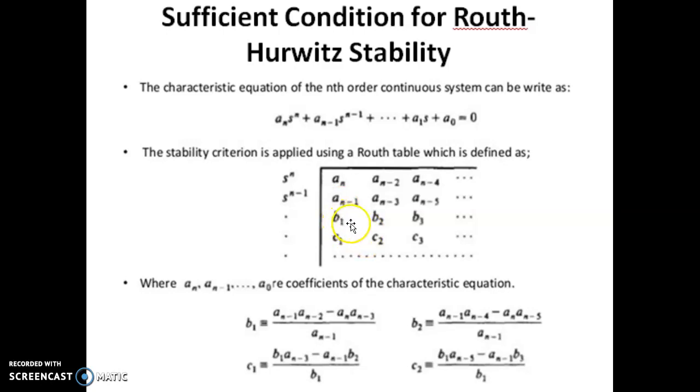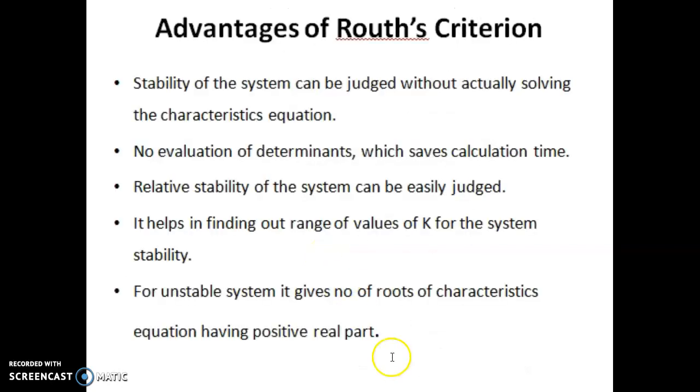Next one is b1. This b1 we get using a formula: an minus 1 into an minus 2 minus an into an minus 3, divided by an minus 1. Similarly b2 is an minus 1 into an minus 4 minus an into an minus 5, divided by again an minus 1. Similarly c1 is b1 into an minus 3 minus an minus 1 into b2, divided by b1. So this is the way we form the Routh array.